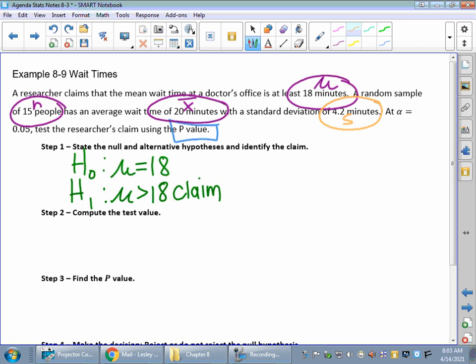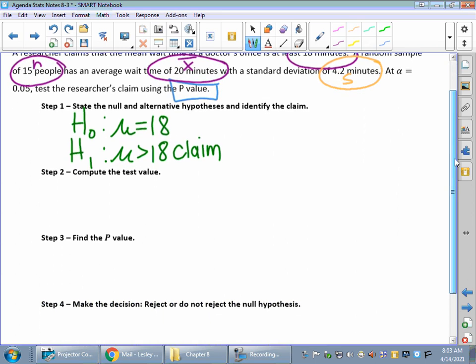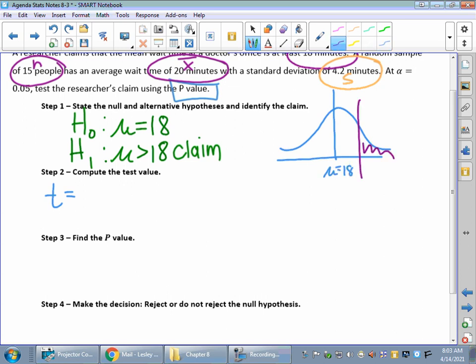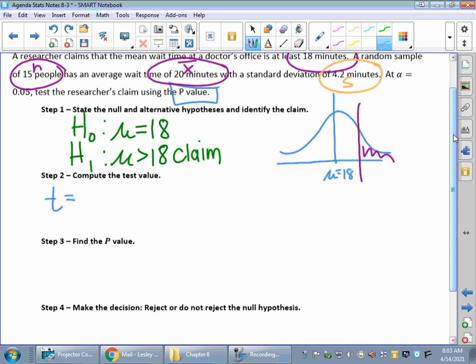So let's compute our test value. Test value or test statistic is always your t equals. We're doing this in this order because we're doing the p-value test. So by the way, if I were to draw this, here's my mean at 18. I think that it's higher. So let's do a little math. So let's see, it's going to be x bar minus mu, so 20 minus 18 all over our standard deviation divided by the square root of our sample size.